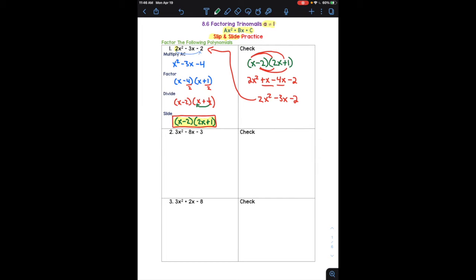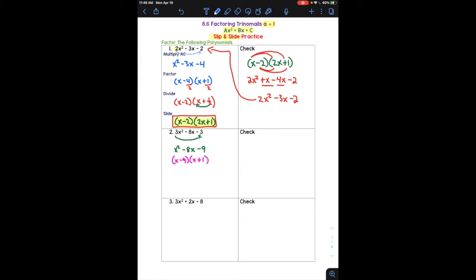For problem number 2, again, since a, or the coefficient in front of the x squared term, is not 1, we're going to slip it over and multiply it times c, leaving us with x squared minus 8x minus 9. The next step is, now that a is 1, we can factor that trinomial. We're looking for two numbers that have a product of -9 and a sum of -8. That would be -9 and +1, since -9 times 1 is -9, and -9 plus 1 is -8.